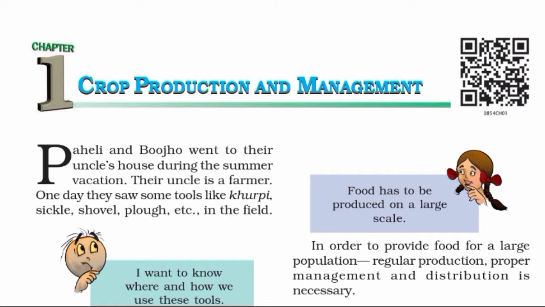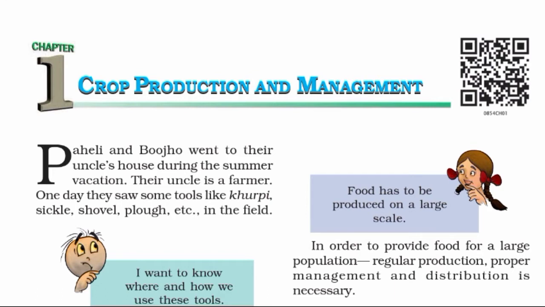Chapter 1. Crop Production and Management. Paheli and Bujho went to their uncle's house during the summer vacation. Their uncle is a farmer. One day they saw some tools like khurpi, sickle, shovel, plough, etc.